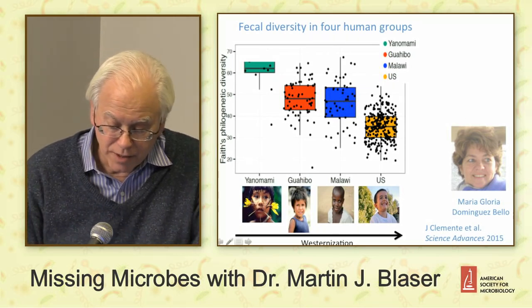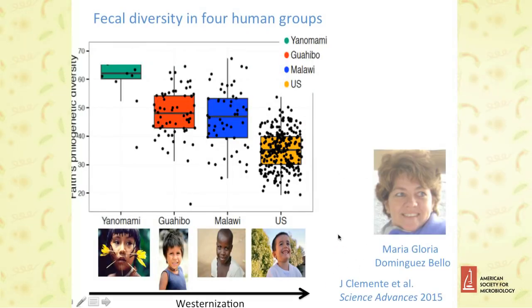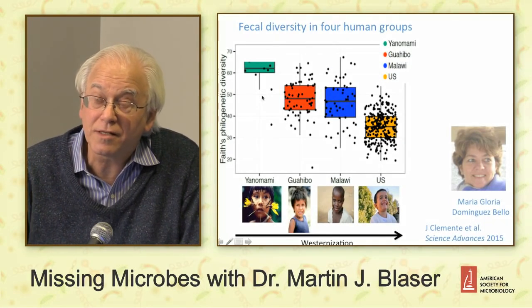And a study was done, conducted by Maria Gloria Dominguez, who's also my wife. Here we're looking at the amount of diversity in people in the US and people in 2 villages in Africa and in South America that have had some modernization. And here are the Yanomami. And if you look at it the other way, they have the most diversity, and then it has stepped down in these other populations. This also is consistent with the hypothesis.